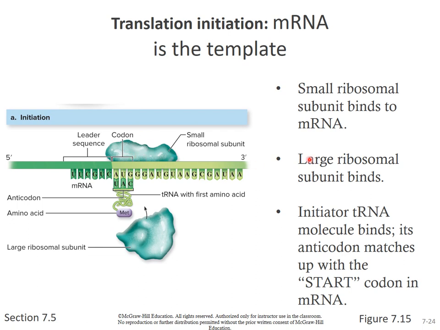and then the large ribosomal unit will come into play, and it will come in and attach, with the tRNA attaching as well. So the initiator tRNA molecule binds. So this start codon, this methionine, will come in and attach to the AUG. The AUG is the start codon, and so the UAC is the anticodon that is attaching to this start codon, and on the other end is this methionine, the amino acid. So the initiator tRNA molecule binds, its anticodon matches with the start codon, and so that's what we're seeing here.